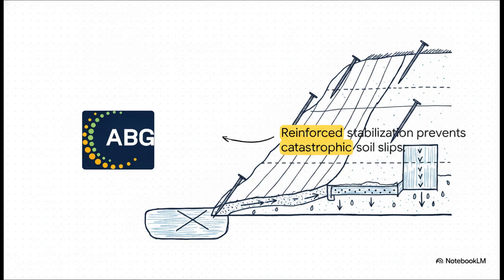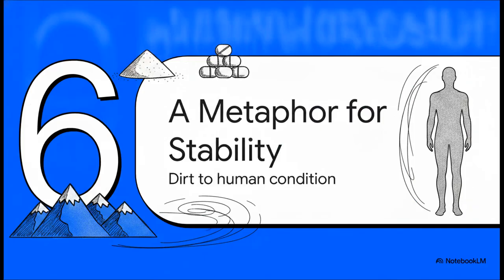Companies like ABG Geosynthetics rely on intensive stabilization techniques. They use tension elements like geogrids to hold massive blocks of soil together. They drive steel soil nails deep past the potential failure planes to anchor the earth using friction. They also install complex lateral drainage systems like French drains and geosynthetic fin drains, because as we learned with the saturated sand, unmanaged water is the absolute enemy of granular stability. And finally, Section 6, a metaphor for stability, from dirt to the human condition.